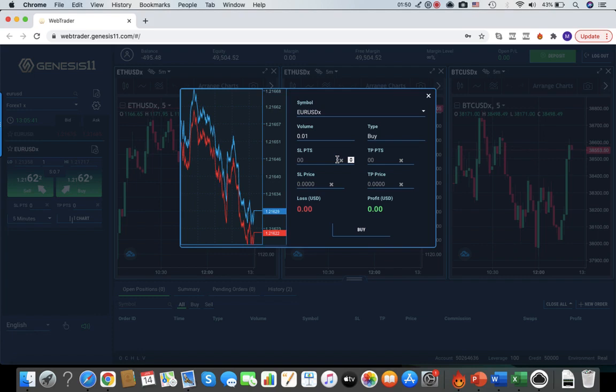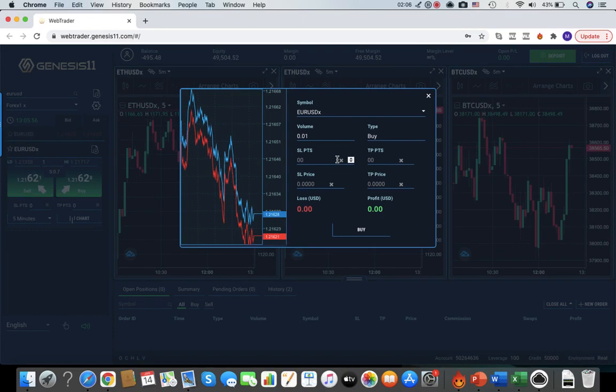Now, of course, you don't have to have 100,000 euros to open a 1 lot trade. You actually only need 1,000 euros. And that is because we have a leverage of 1 to 100 on the Genesis11 platform. Let's see how it looks like.